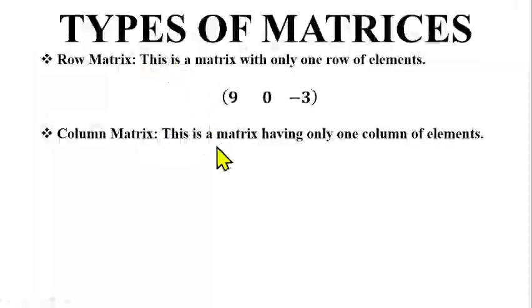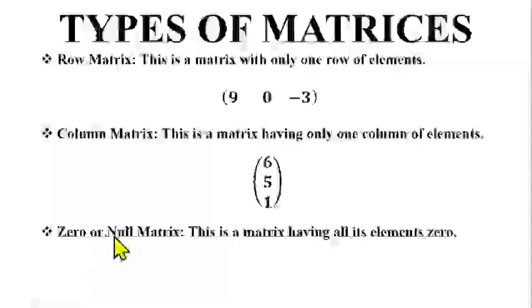Are we there? Another type of matrix that we have is the column matrix. It's very similar to this. It is a matrix with only one column of elements. That is when you have a matrix with only one column, that is called a column matrix. An example is what you are seeing on the screen right now. This is a matrix with only one column, which is what I'm highlighting now. It has only one column, so that makes it a column matrix.